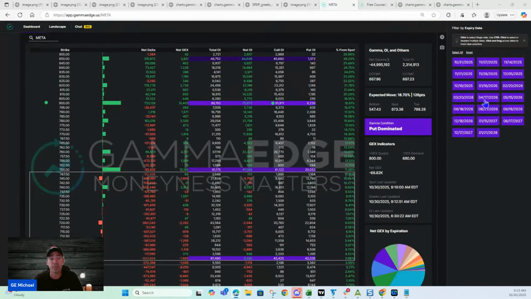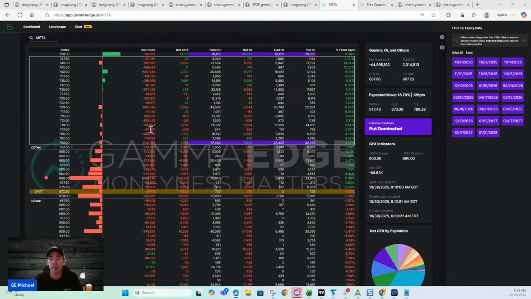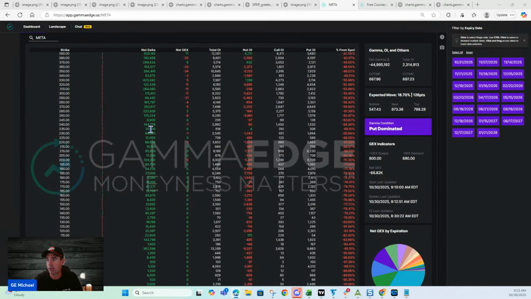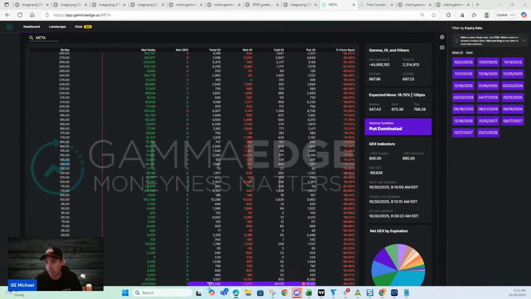So Meta, all expiries turned on here. I noticed that POI is $5. Is that possible? Yes, it is possible. That is just the algo POI. Obviously, for some reason, there's a significant strike down there at $5 that's pulling the POI all the way down. When that happens, basically what I like to do is I'll scroll back up.